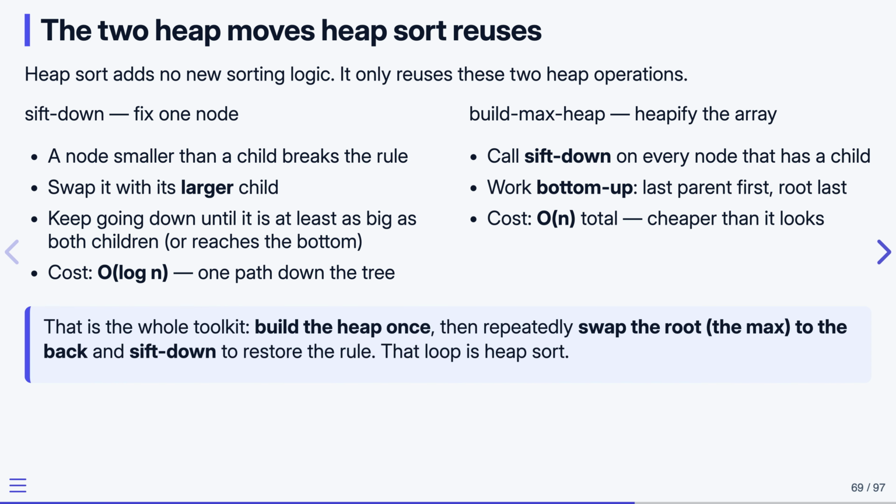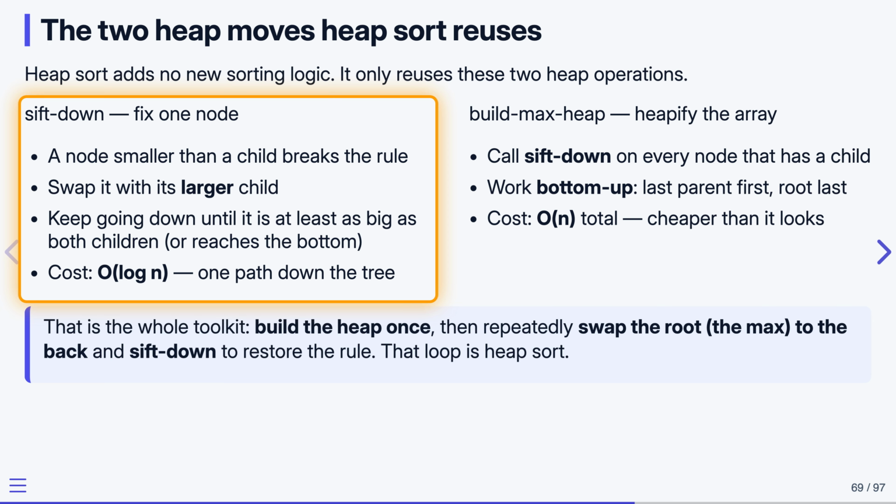Heap sort adds no new sorting logic. It only reuses 2 heap operations. Let us name them. The first is sift down. If a node is smaller than a child, it breaks the rule. We swap it with its larger child and keep going down until it is at least as big as both children, or it reaches the bottom. This costs big O of log n, one path down the tree.